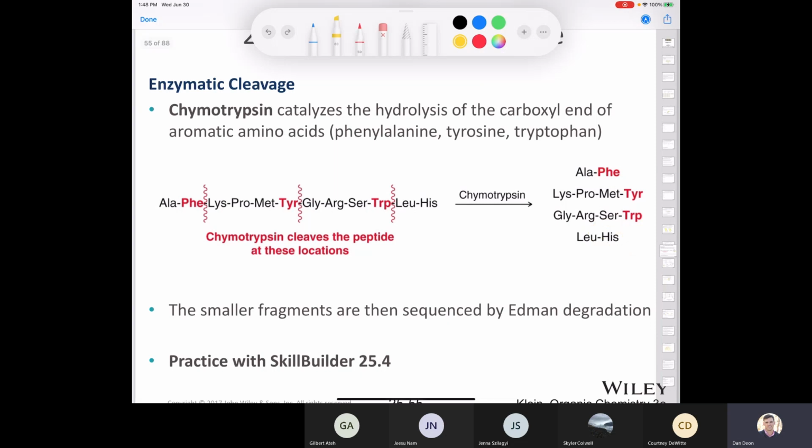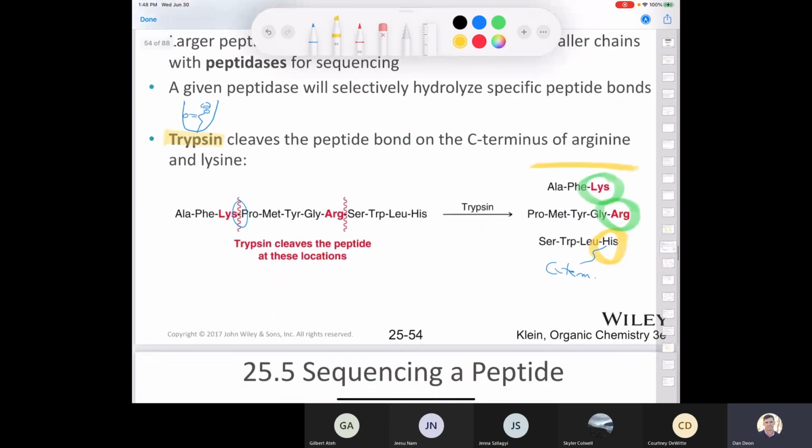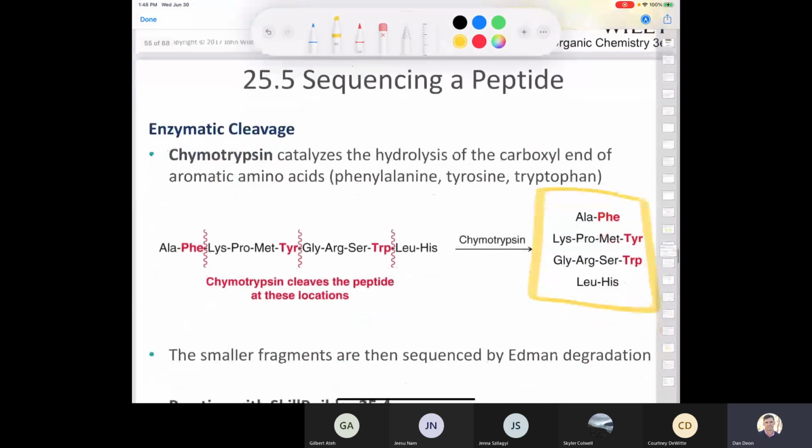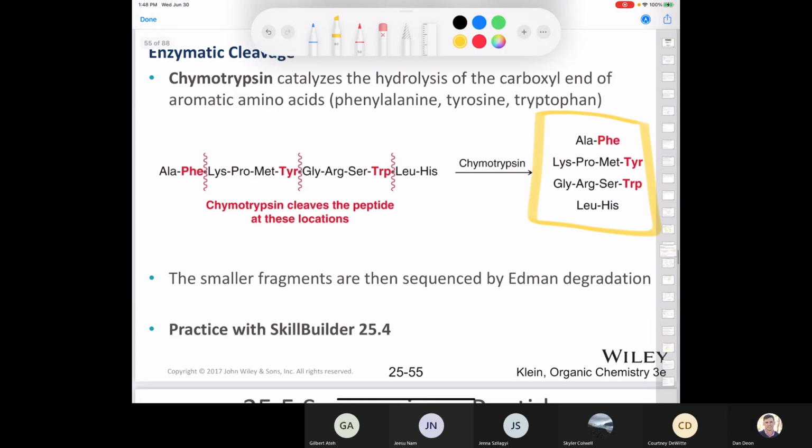So what we would do is we would take this information, these fragments, we would analyze them at the same time as these fragments, and we would put it all together, and we would be able to elucidate the total structure, or elucidate the sequence of the 12 amino acid residues in this peptide.